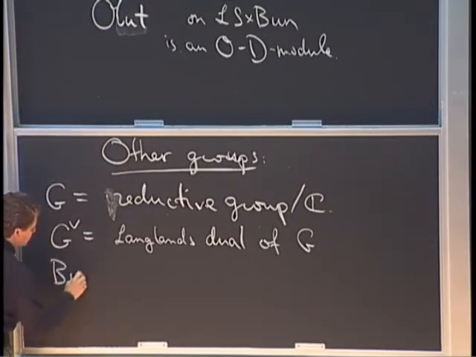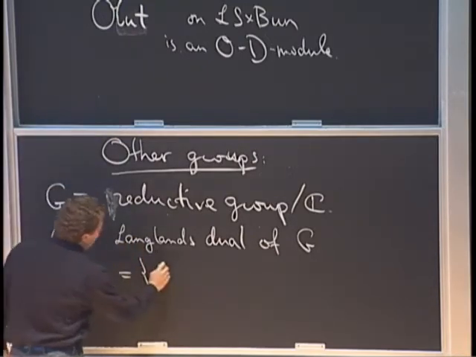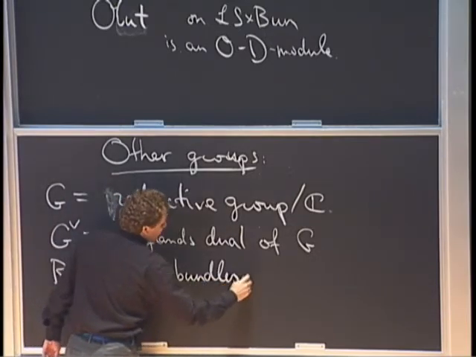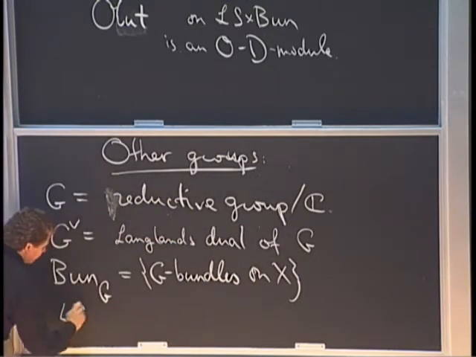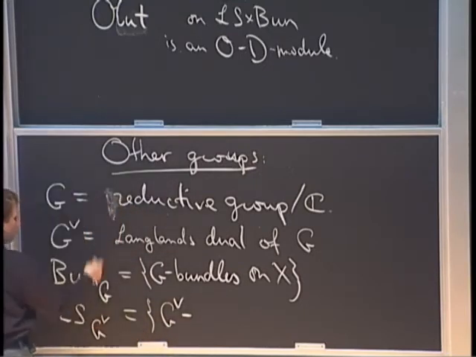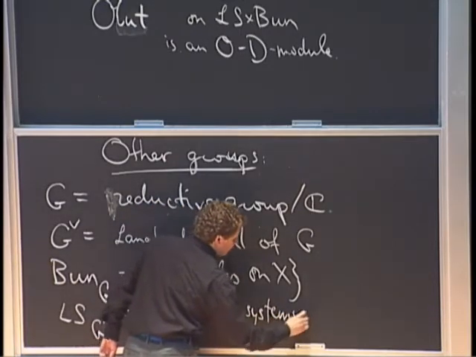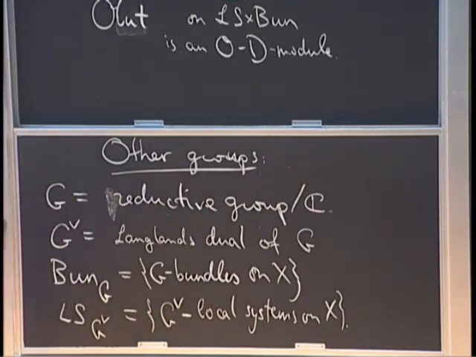So the players will be Bun_G, which is the, I shouldn't have said vector bundles. Anyway, you probably know what I mean. So we have G-bundles on X and local systems for the Langlands dual group, dual G local systems on X. I guess you can say that now the two sides of the conjecture are even further from each other. Other than that, the general shape of the conjecture remains the same.